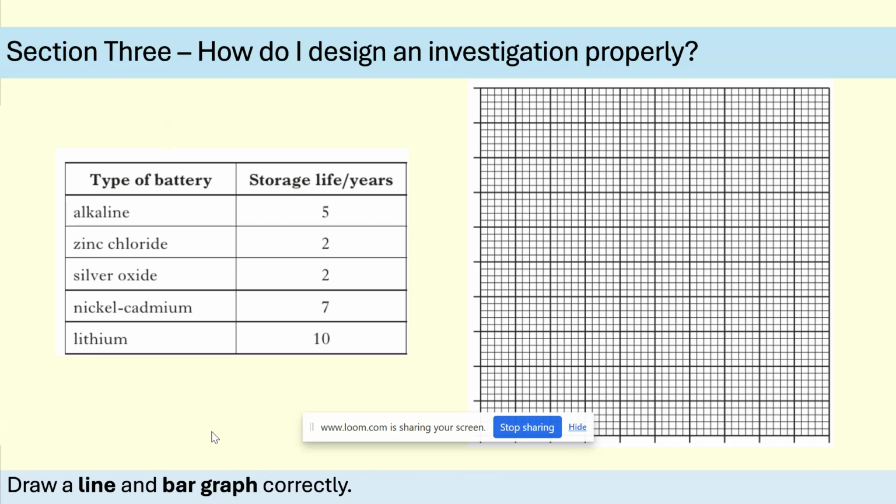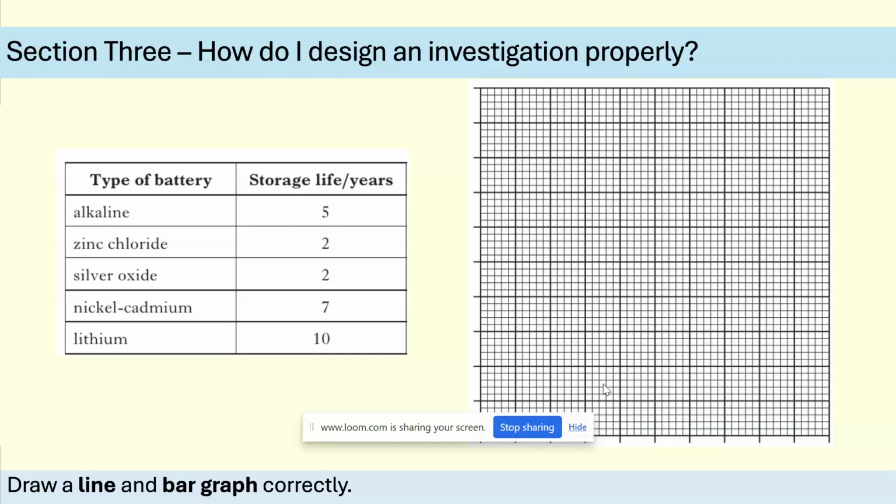So section 3, we're looking at drawing line and bar graphs. So this one here, this would be a bar graph. Depending on which science you're doing, there's a number of marks available here. So usually the first column is our independent variable. It's the thing that is different. And then the second column is the y, the dependent variable, what we are measuring. So we have to make sure in this case, type of battery should be written below the x-axis here, because that is our label. And storage life in years, storage life / years, should be written on the left-hand side here. That usually gets you a mark.